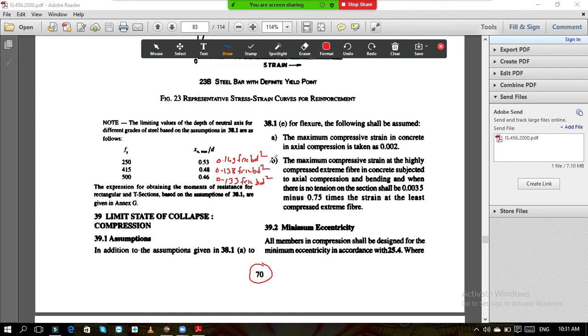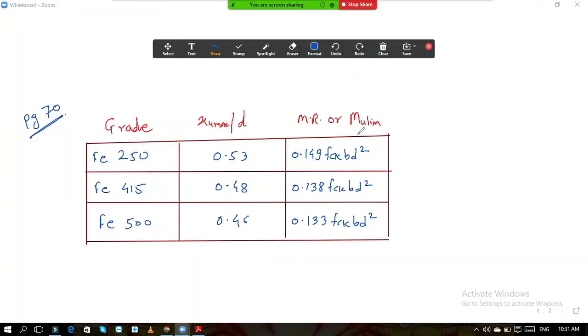Moving further, there are three cases in singly reinforced sections and also in doubly reinforced sections. We need to see in which case our current beam falls, according to which we can design it. First is the under reinforced section.